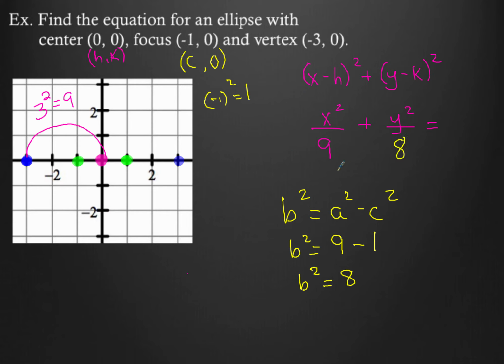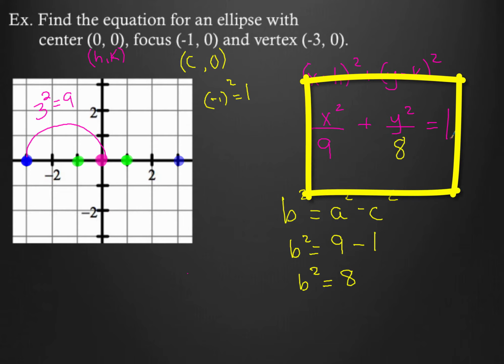And again, don't forget, it's set equal to 1. So the equation for this ellipse that has a center at 0, 0, focus -1, 0, and a vertex at -3, 0 is x squared over 9 plus y squared over 8 equal to 1.